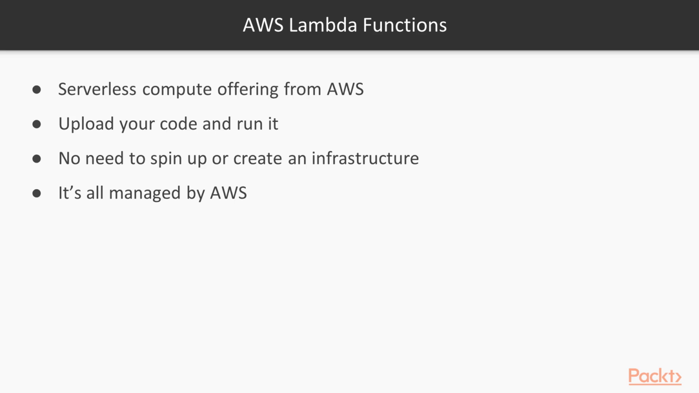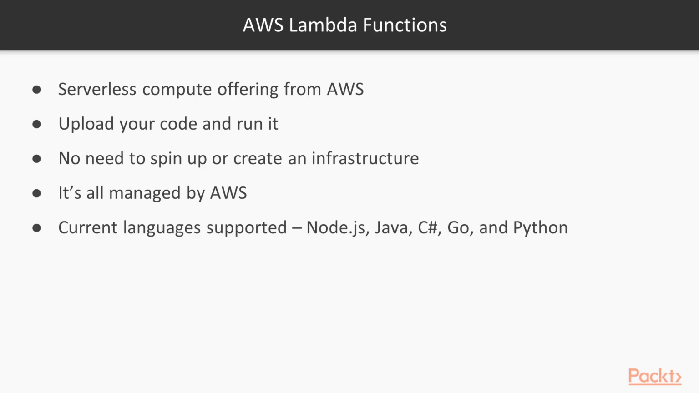You only have to worry about the code. You don't have to worry about the underlying server, the infrastructure. All of that will be managed by AWS. Now currently the languages supported by the AWS Lambda service are Node.js, Java, C#, Go and Python.